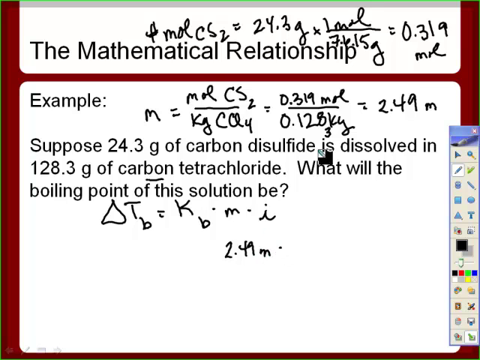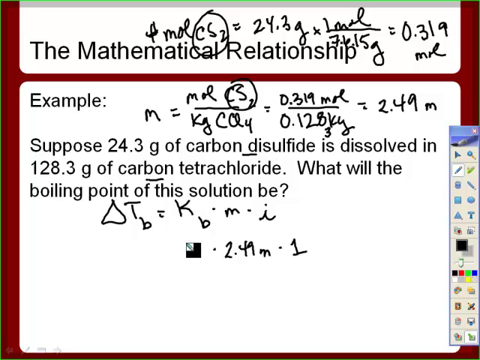My van 't Hoff factor, this is a covalent compound, so it is non-ionic, it is non-electrolytic, because it does not dissociate. For every 1 mole of carbon disulfide, I'm going to have 1 mole of particles, so my i factor is 1. Not ionic, covalent. I know that because of 2 nonmetals. I know that because of a prefix. Van 't Hoff factor is 1.